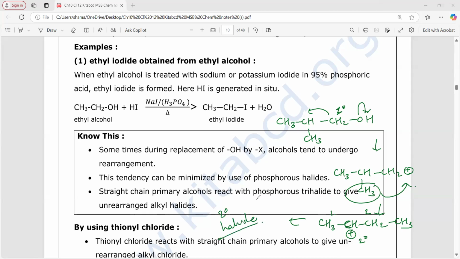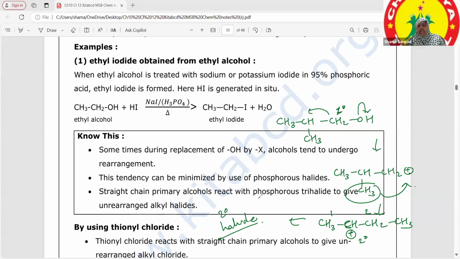Ma'am, so the carbocation is not stable? Yes, a primary carbocation is not stable. It is less stable than a secondary one. A secondary carbocation is less stable than a tertiary one. Okay, that's why I'll explain it to you. You want to know that? Yes, ma'am. Okay, just a minute. Let me finish with this, okay?